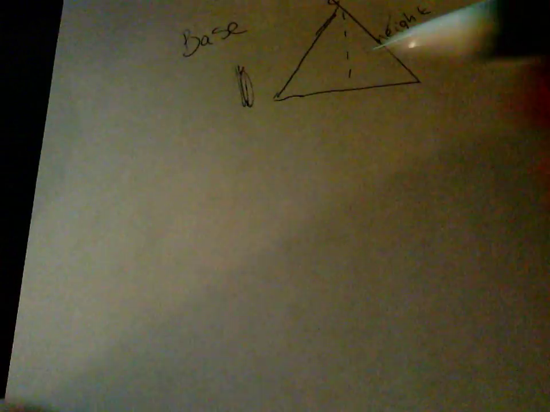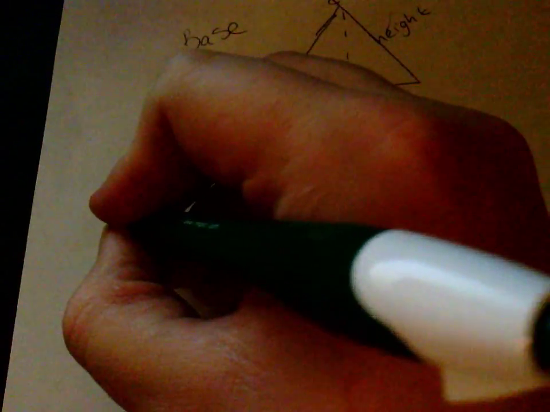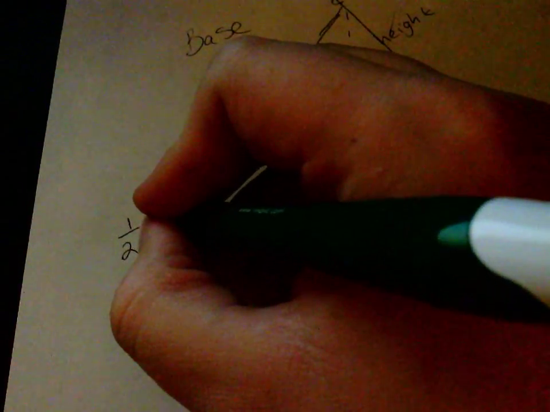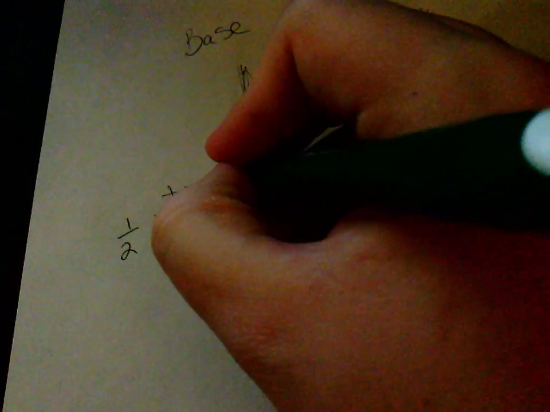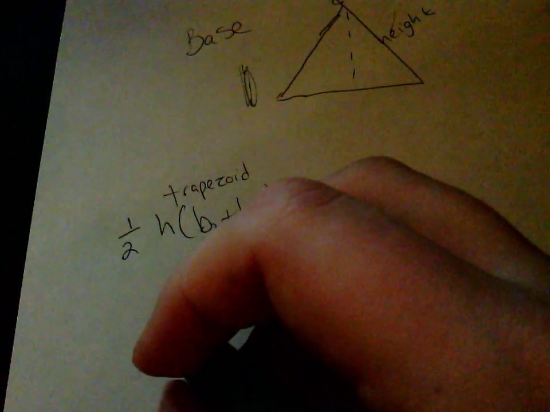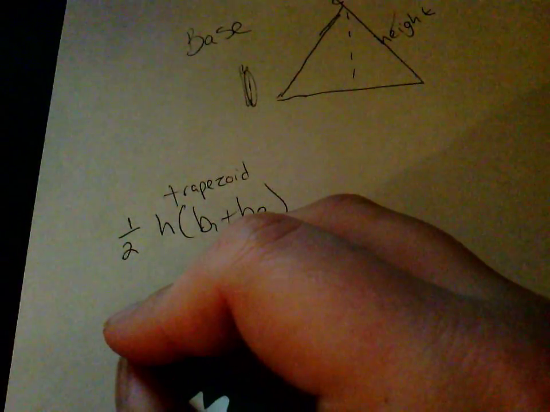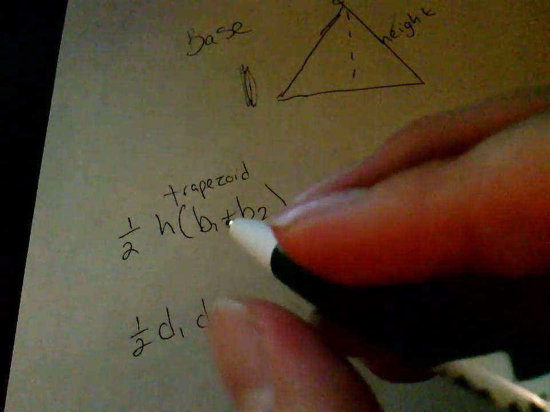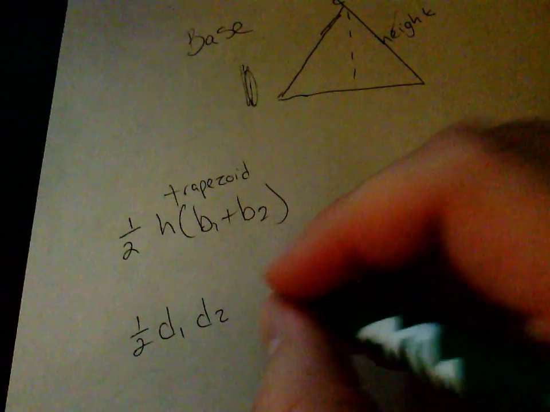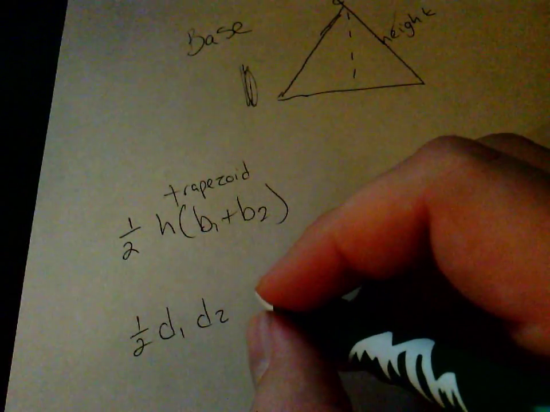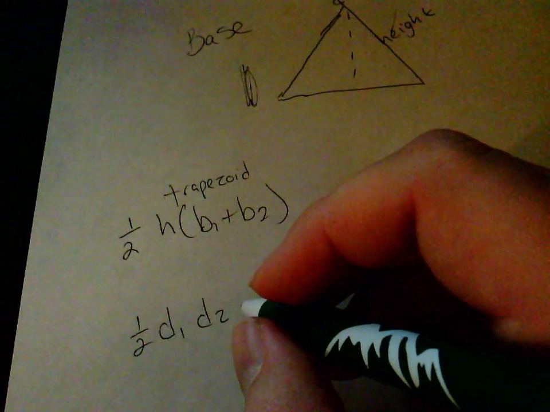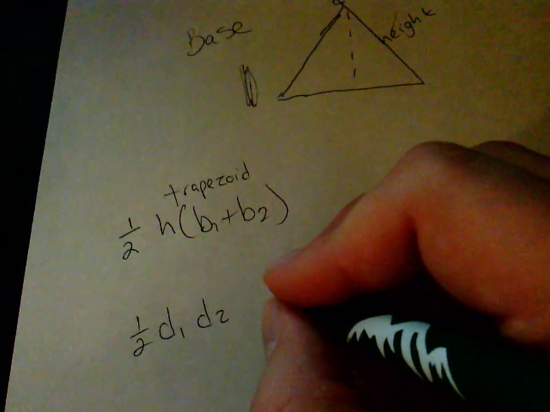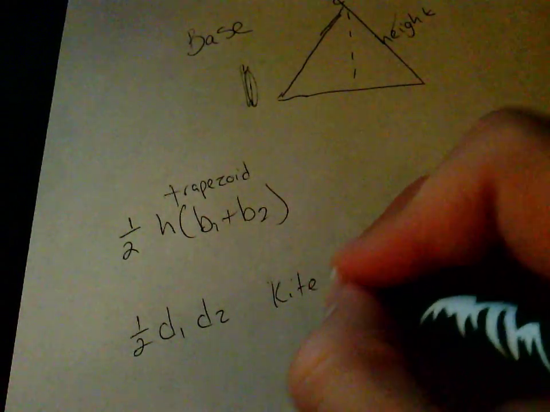So you have a couple of different formulas that I'm going to go over. First one is going to be 1/2 height times base 1 plus base 2. This is for a trapezoid. Then I'm going to do 1/2 diagonal 1 times diagonal 2. Sorry, I forgot what it's called. What is it? Kite and rhombus.